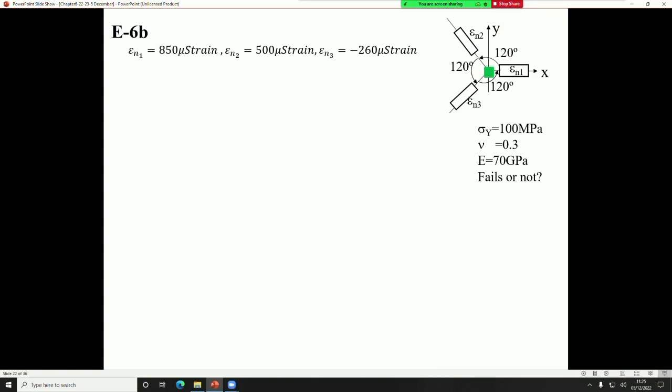I won't show you the answer until one person tells me. Go on. Theta 3 is equal to 240. Okay, that's good. So theta 1 is equal to 0, theta 2 is equal to 120, and theta 3 is equal to 240. So this angle here.